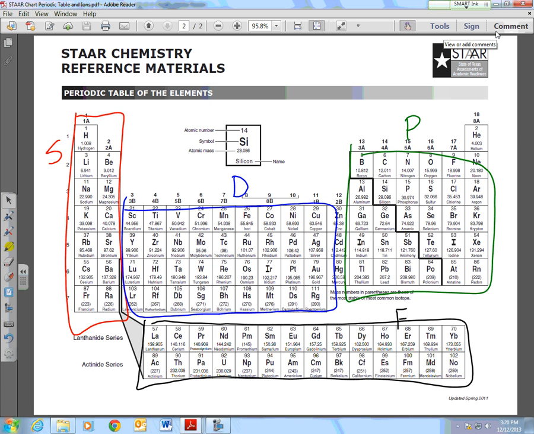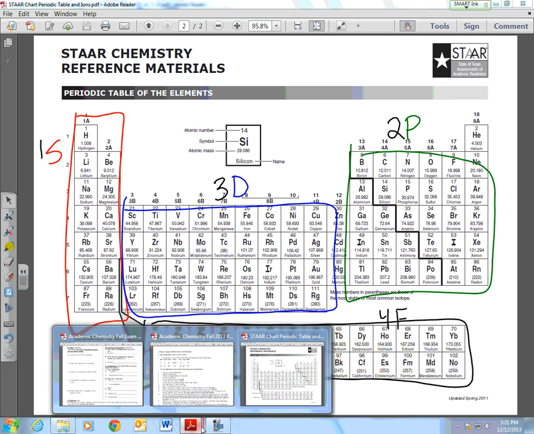Now, something simple to memorize that kids don't necessarily know, you have a hard time with your energy levels sometimes. So here's a way to remember your energy levels. S always starts with 1S. P always starts with 2P. D starts with 3D, and F starts with 4F. So it's 1, 2, 3, and 4, so that there's no confusion on what energy level that particular block starts with. Does that make sense to you? Yes? Okay. So I always teach it that way.